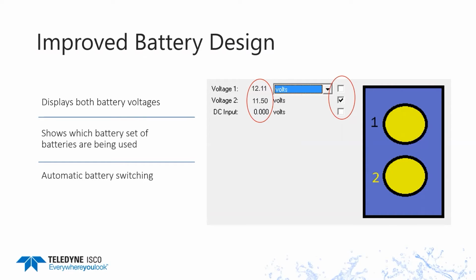Now, another thing that you're going to notice is when you go to the input voltage in the FlowLink software to take a look at it, it's going to show all of our battery options. So it's going to show both voltages as shown here. We've got 12.1 and 11.5 volts, and then we've got the check mark indicating which set of batteries it's actually using. And then when the battery voltage gets down to 9 volts, it'll automatically switch over to the other set of batteries.